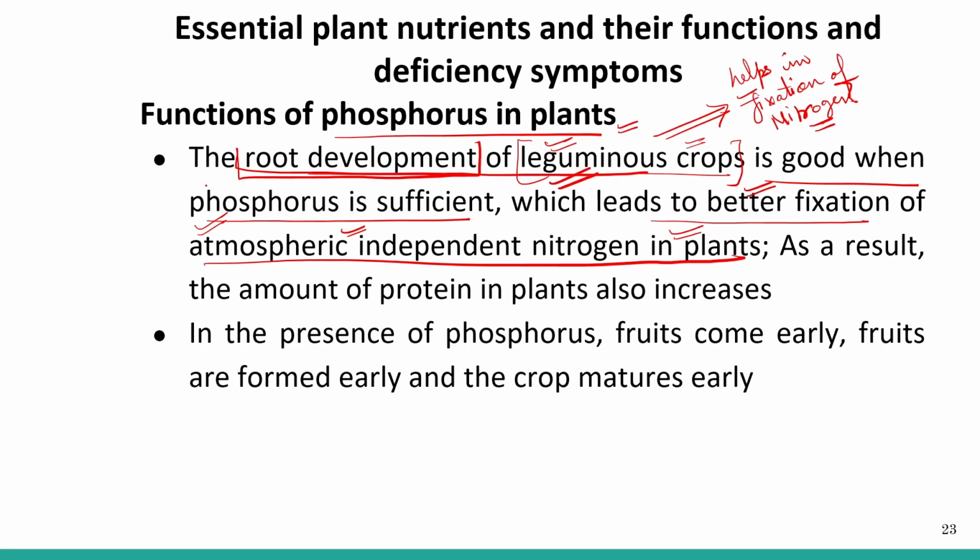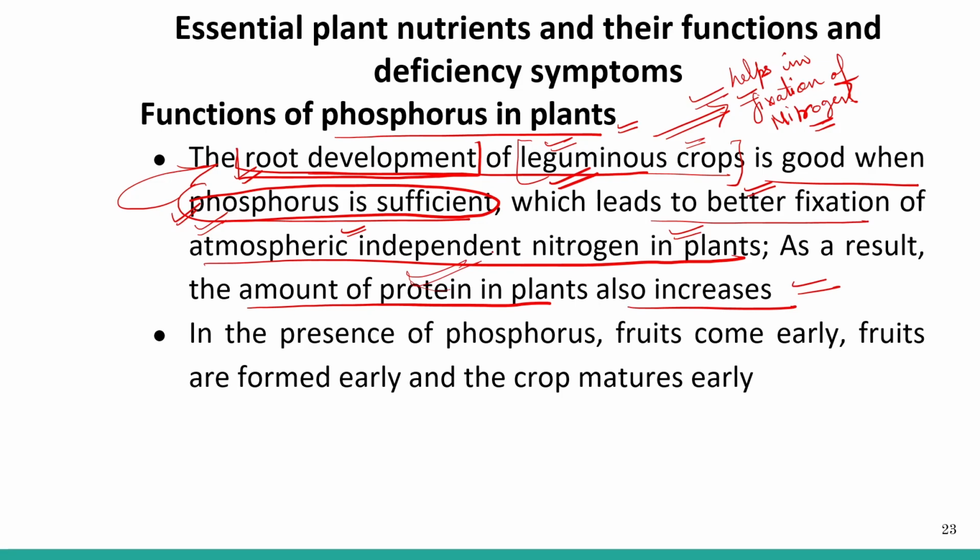As we all know from the above discussion, phosphorus is required for proper root development, right? So as a result, the amount of protein in the plant also increases. If there is proper fixation of nitrogen in the leguminous plant, then there will be an increased amount of protein synthesis in the plants.